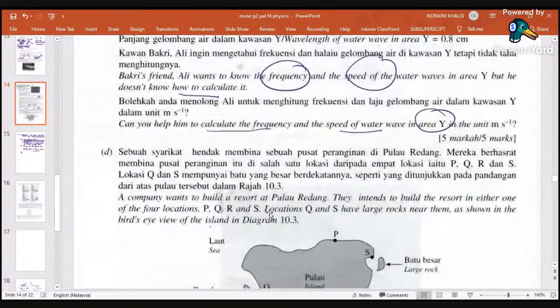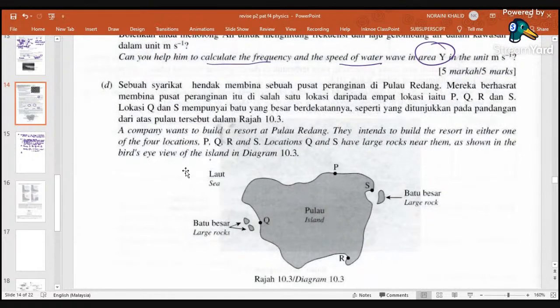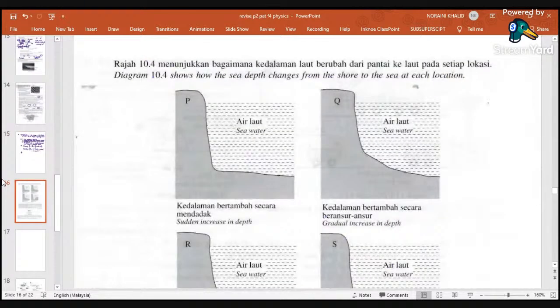A company wants to build a resort at Pulau Redang. They intend to build the resort in one of 4 locations, at points P, Q, R and S. You can see at locations Q and S, there's a big rock, as shown in the bird's eye view of the island in Diagram 10.3. So you must choose which position is suitable.